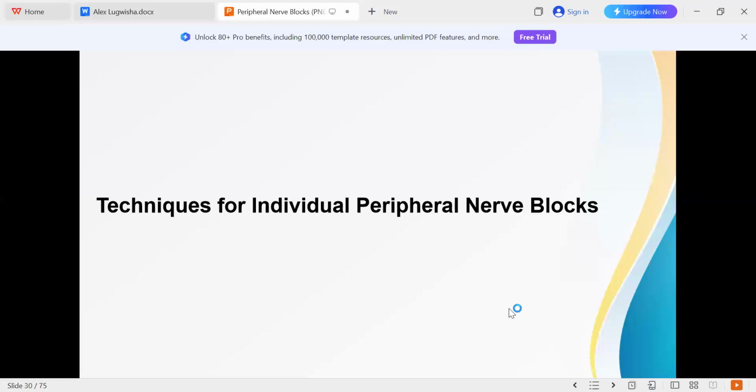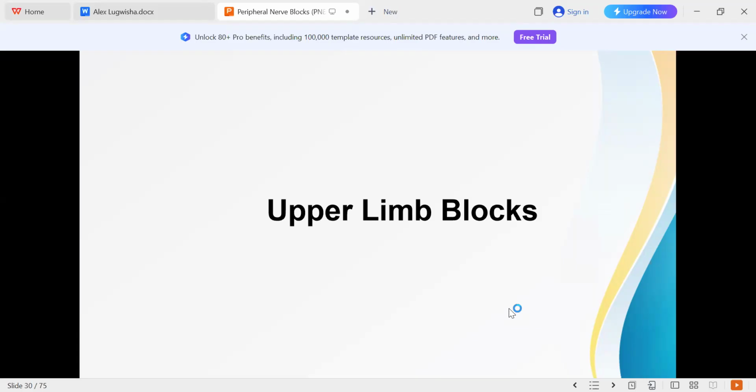Okay, so techniques for individual peripheral nerve blocks. Let's look at the upper extremity blocks, or the upper limb blocks.